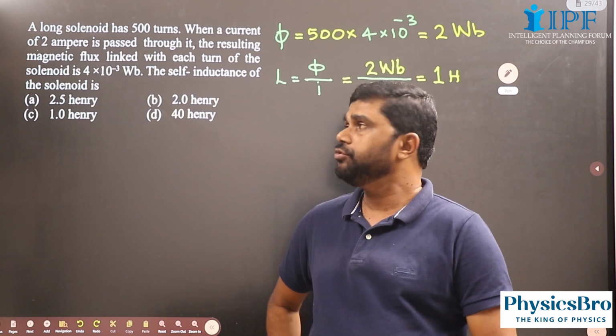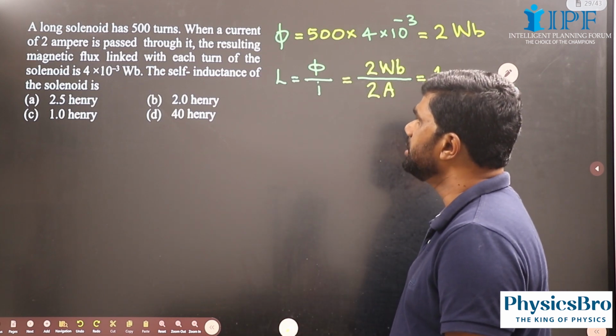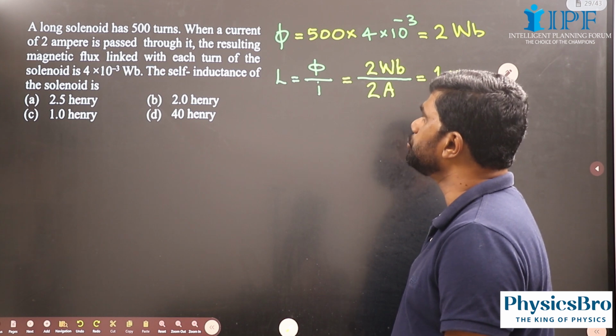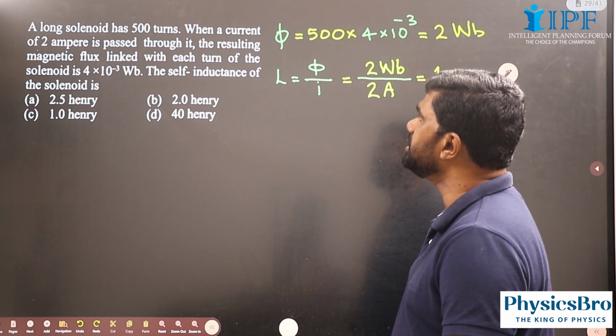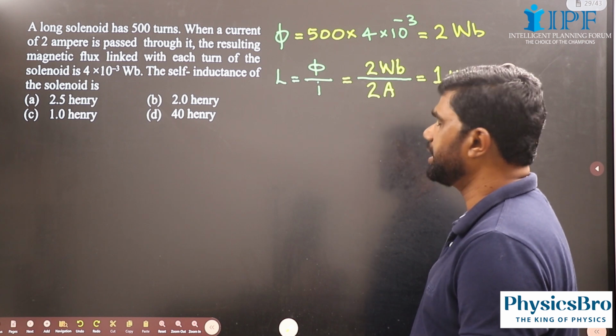Okay. Now see, we have another question. A long solenoid has 500 turns. When a current of 2 ampere is passed through it, the resulting magnetic flux linked with each turn of the solenoid is 4 into 10 raised to minus 3 Weber. Self-inductance?